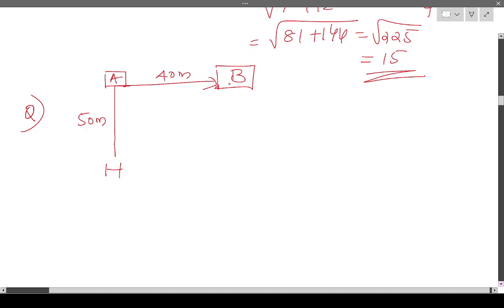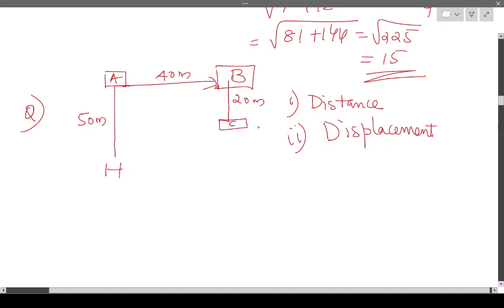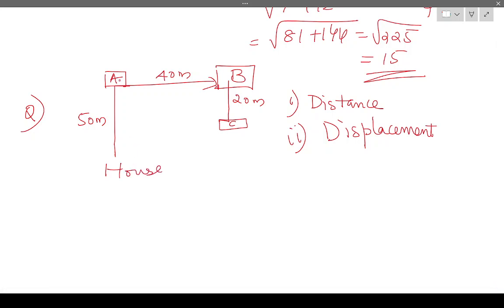And then from there, again, he is traveling. That person travels to the south and reaches the point C, and this distance, let us give it as 20 meters. Now, the question is, what is the distance? And the second part of this question is, what is the displacement? So, the person goes from his house and reaches the point A, and from A he travels to B, and from B he travels to C. If you see the direction-wise, it is north, south, west, and east.